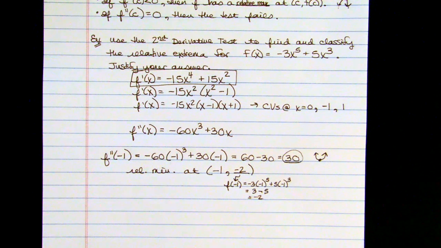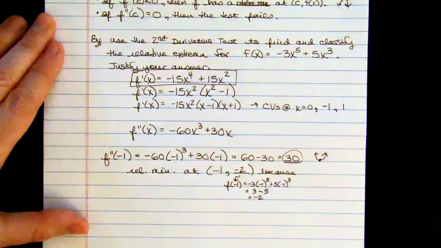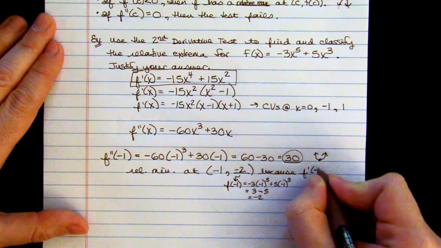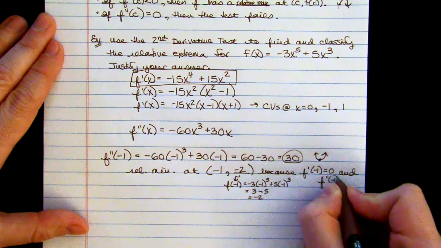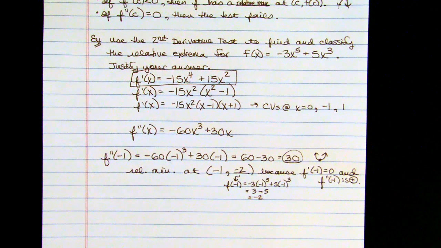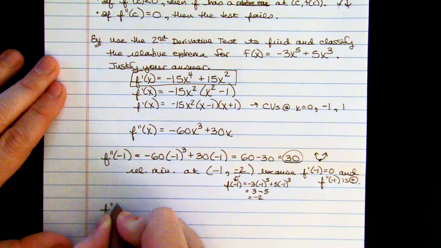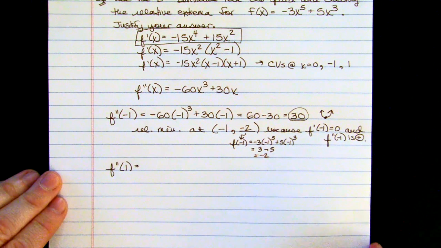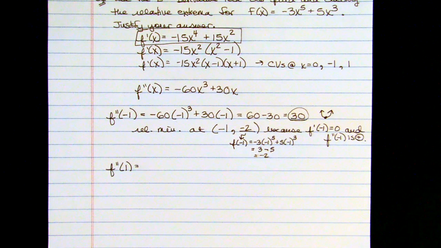And now for our directions that justify our answer, here's what we need to say for our justification. By our second derivative test, there's a relative minimum there because f prime of negative 1 equals 0, and f double prime of negative 1 is positive. That's what your second derivative test justification is going to look like. I'd like you right now to go plug 1 into your second derivative, and then tell me what we have at x equals 1 and give me a justification as well.